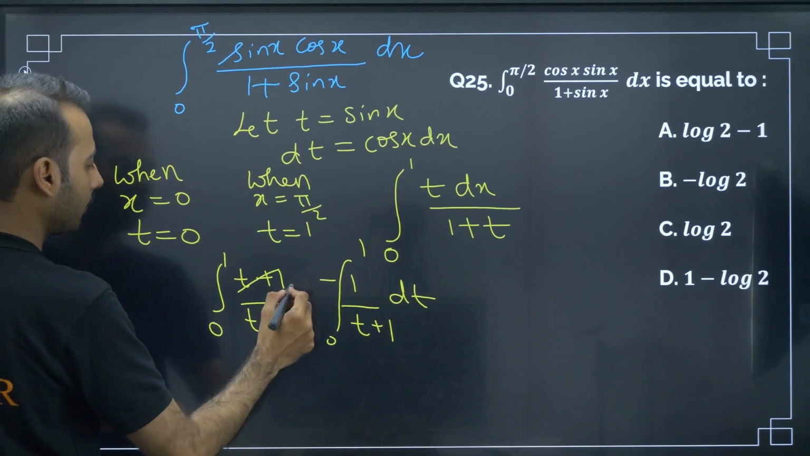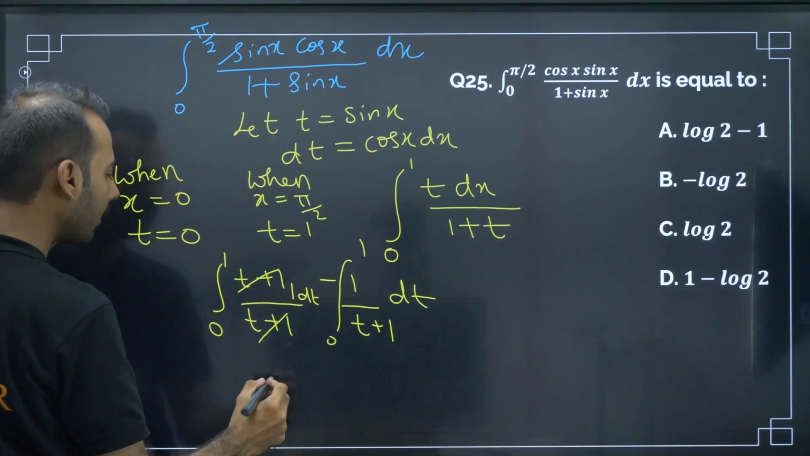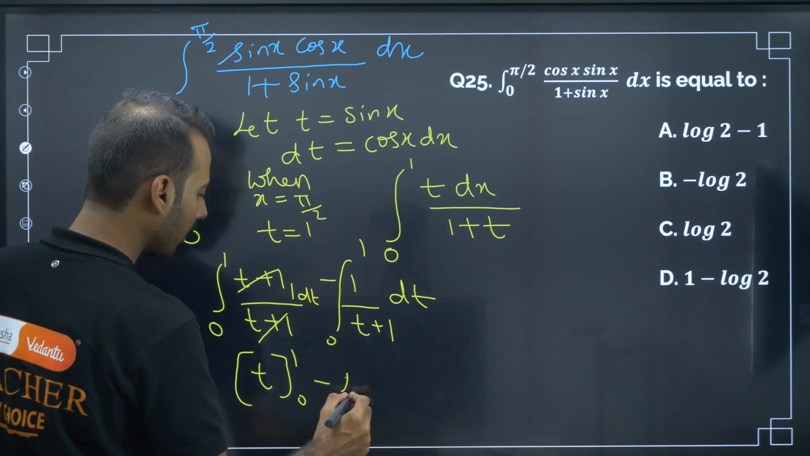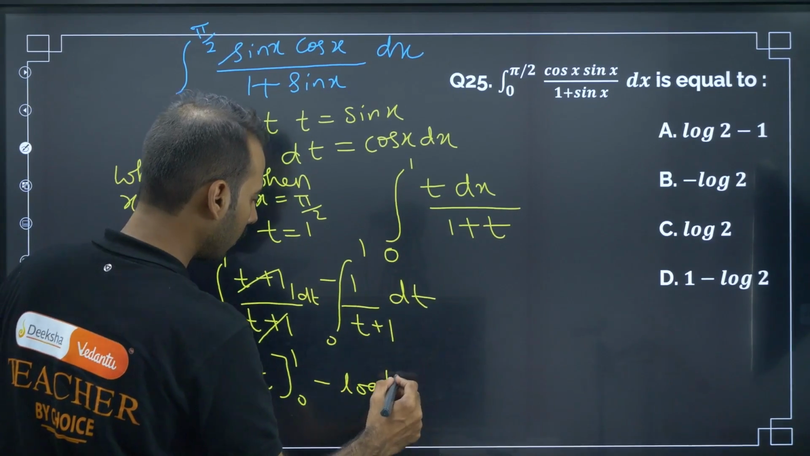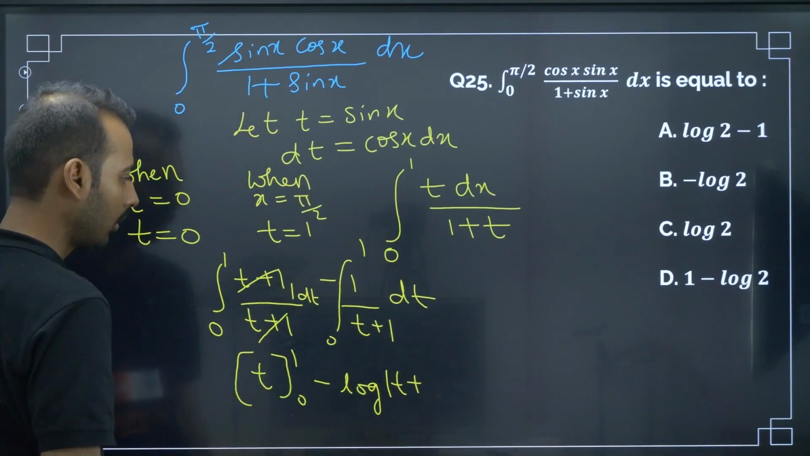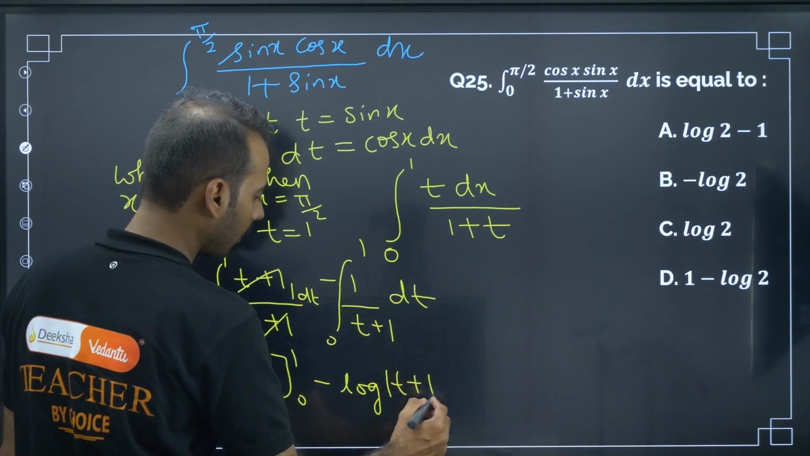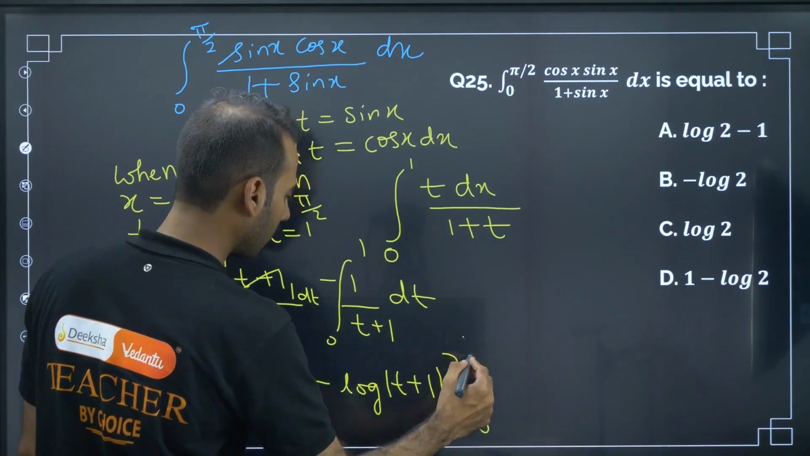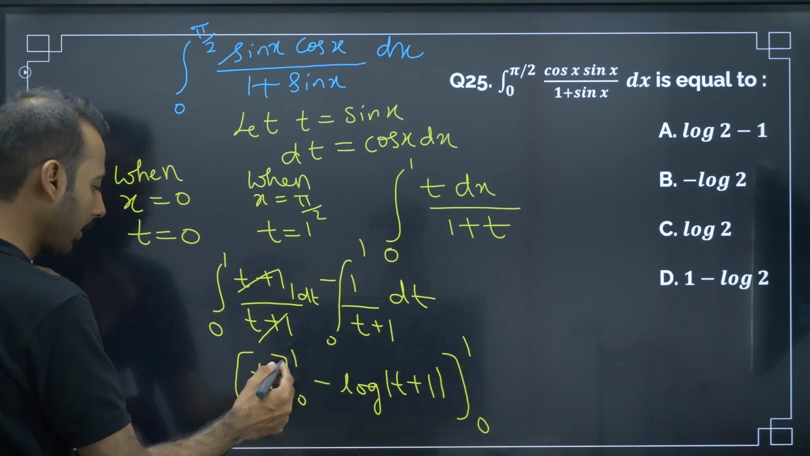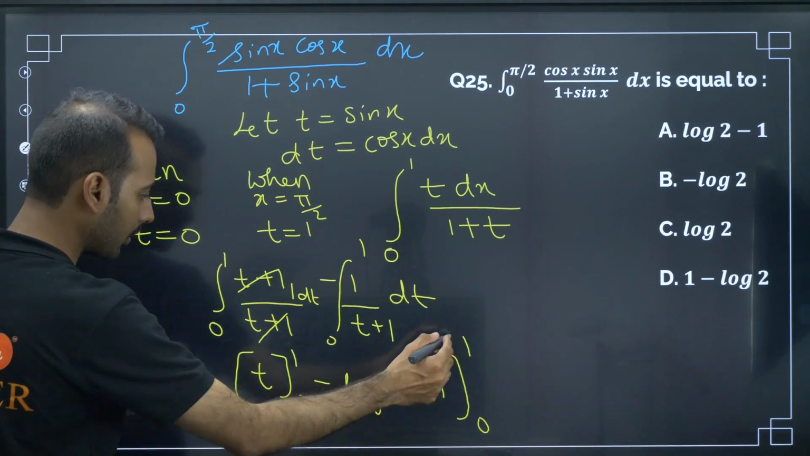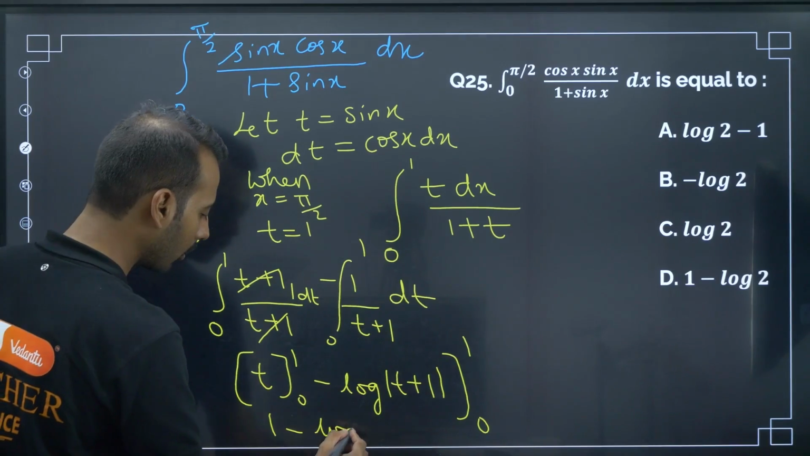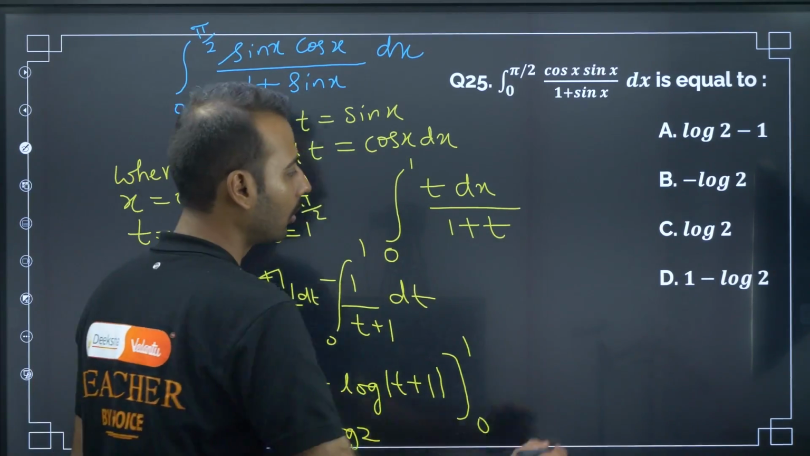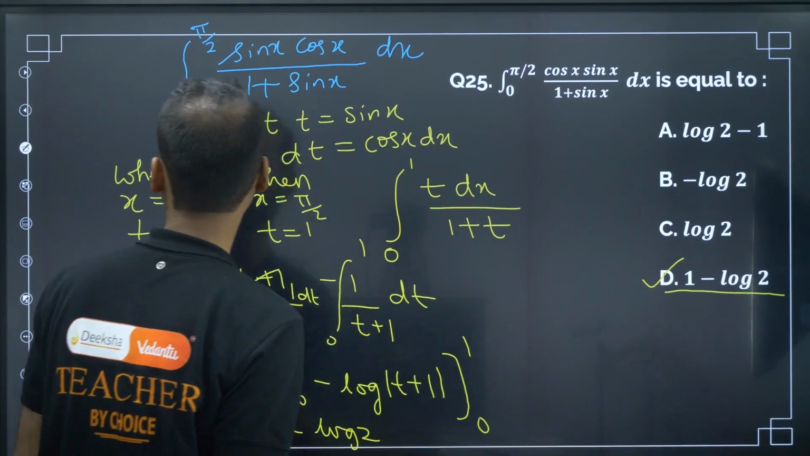So this is integration of 1, which is t, from 0 to 1, minus log mod, integration of 1 by t plus 1 is log of t plus 1, from 0 to 1. If I substitute the upper limit 1, minus, if I substitute the upper limit log 2, the lower limit here is 0, here also 0, so 1 minus log 2. D is the answer for this. Moving on to the next question.